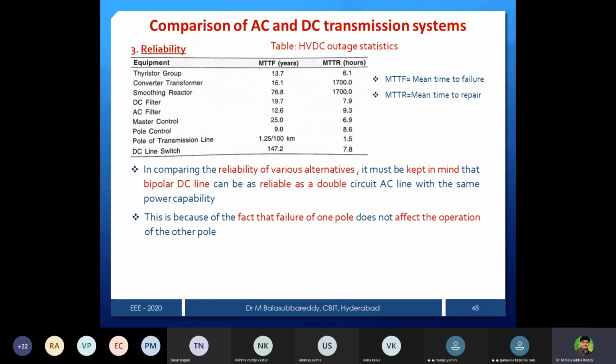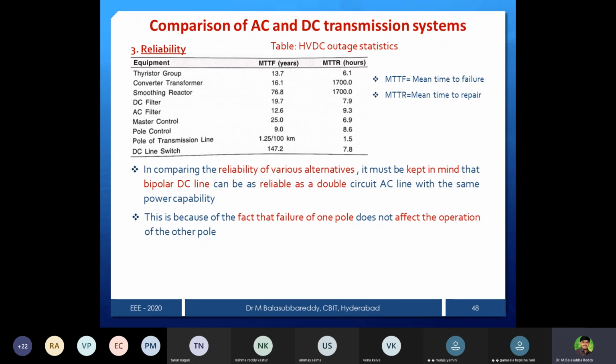You can see there is a reliability comparison of various alternatives. It must be kept in mind that a bipolar DC line can be as reliable as a double AC line. Even if you use two AC transmission lines in parallel, where if one line fails the other may still carry power, when compared to that AC line with the same power capability, reliability will be higher in DC transmission. This is because a fault on one pole does not affect operation of the other pole.